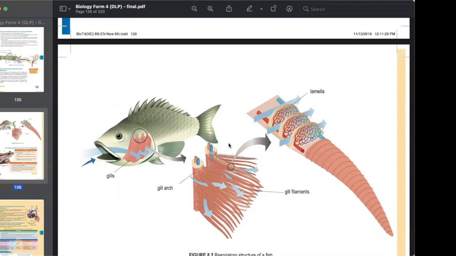Okay, so when the water flows to the lamella, gas exchange will happen, where the lamella will give carbon dioxide to the water and the water will give oxygen to the lamella. Dan dalam lamella ni ada apa? Ada blood capillary lah.